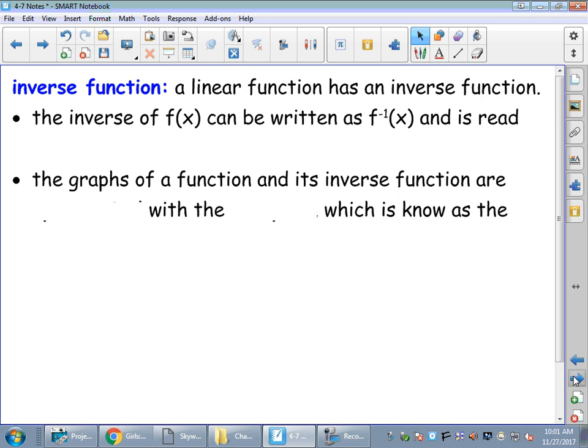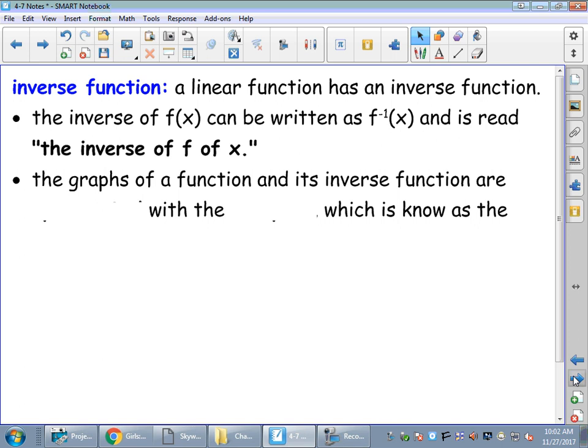So I showed you with ordered pairs, I showed you with a graph, and now we've got to actually do the actual function, the inverse of an equation. So just really quick, some terminology. A linear function has an inverse function.